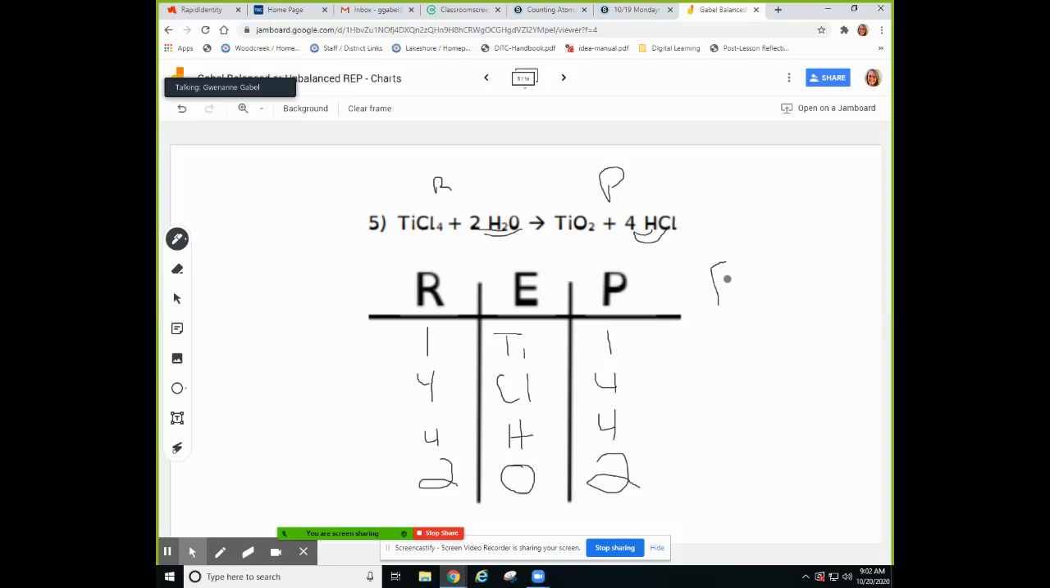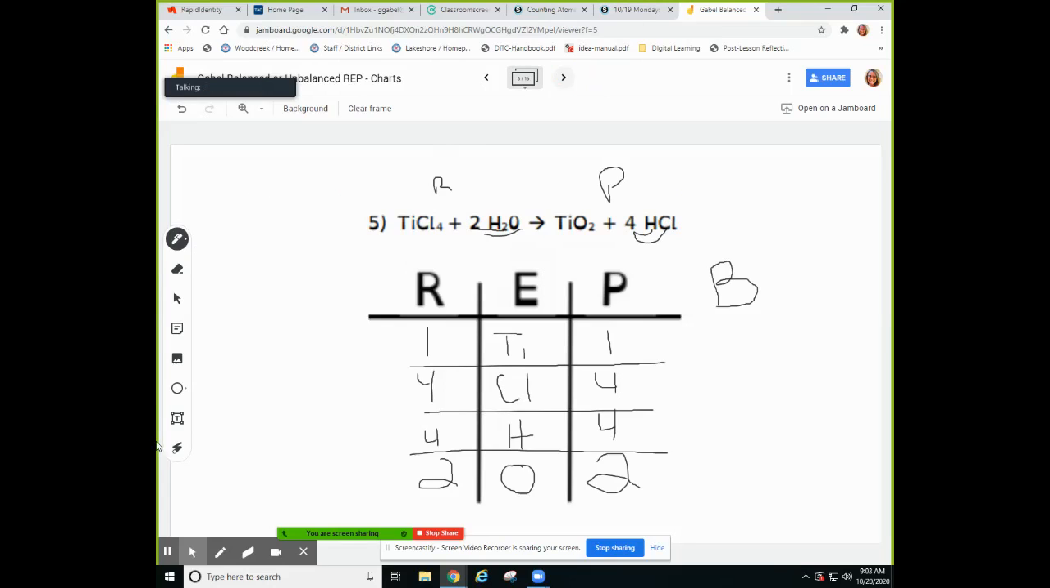There are an equal number of atoms for each element on both sides. And you can see that in this table. Ti has 1 atom on the reactants and product side. Chlorine has 4 atoms on both sides. Hydrogen has 4 atoms on both sides. And oxygen has 2 atoms on both sides.